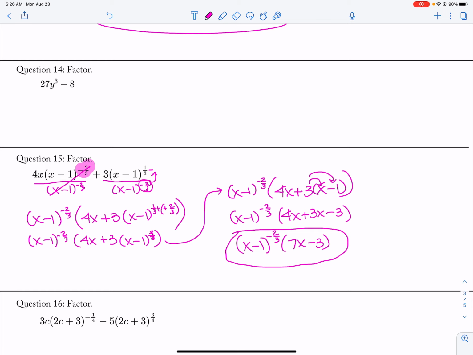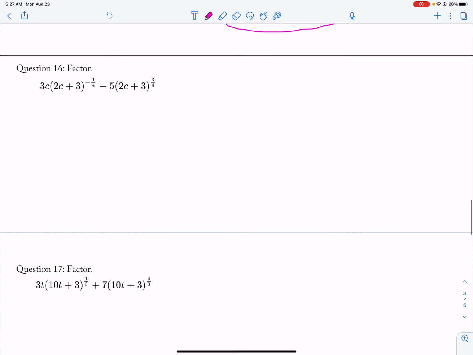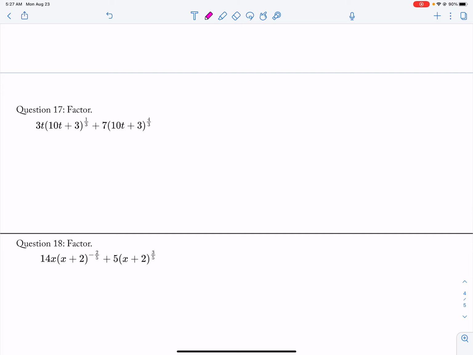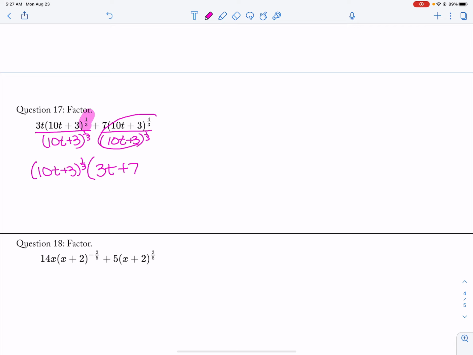Okay, let's do a couple more. So again, the smallest exponent would have been my 1/3 power here. So I'm going to factor 10t plus 3 to the 1/3 out. And then again, I'm subtracting exponents, or I'm just dividing. So I have 10t plus 3 to the 1/3. I'm left with a 3t here. And when I subtract, I have my 7. When I subtract my exponents here, I'm left with 10t plus 3 to the 3/3 power, which is the same thing as 10t plus 3 to the first power.